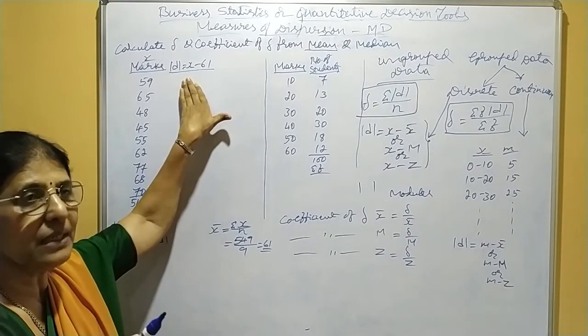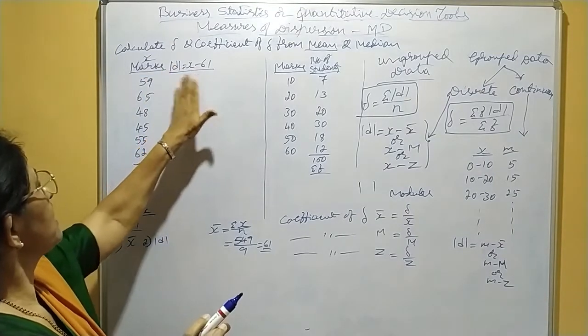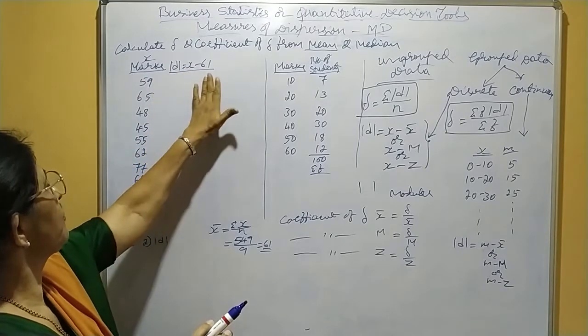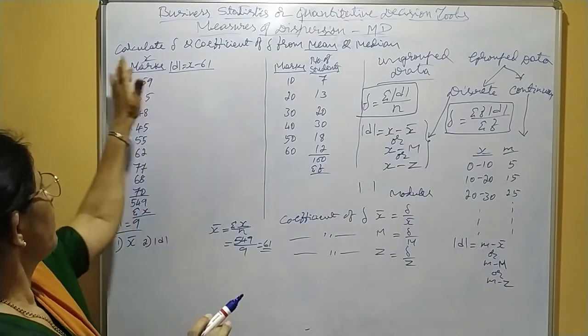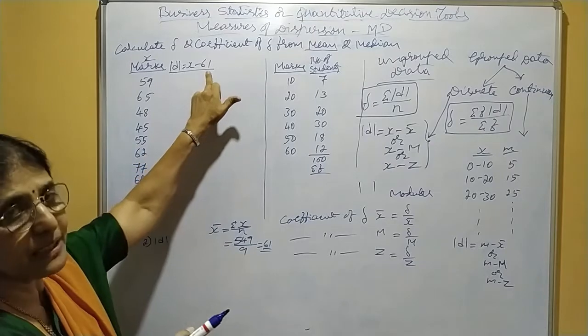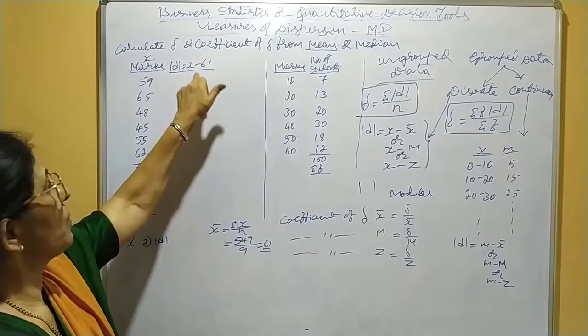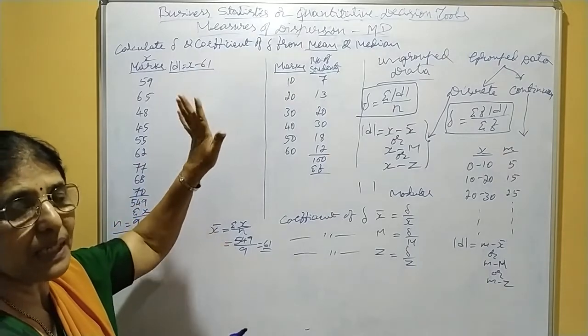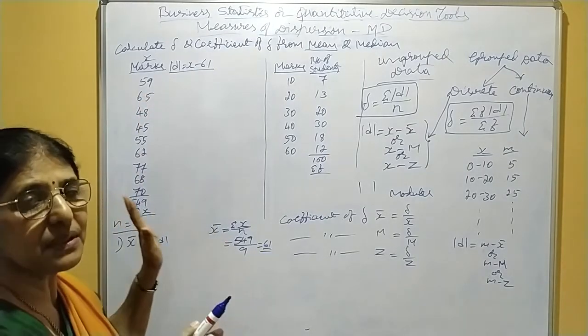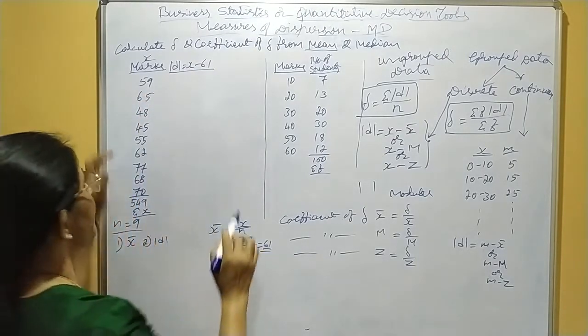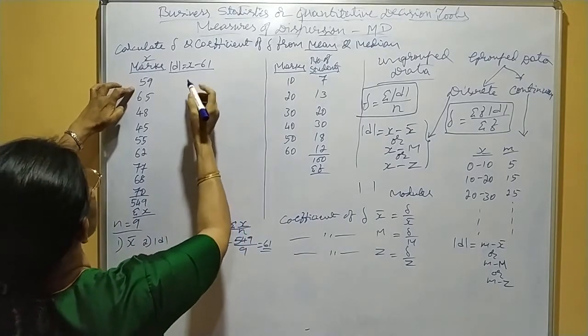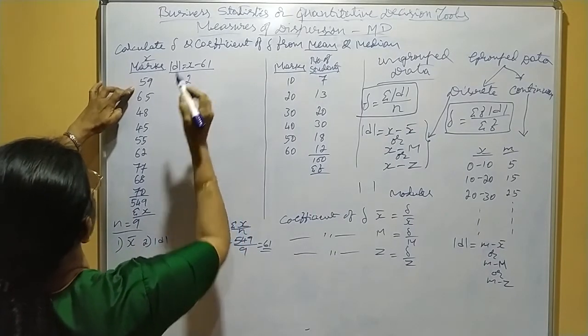In case of mean deviation, when you take modulus d, just you have to take the difference between these two values of variables and x bar or median or mode. We have to ignore algebraic signs plus and minus. All deviations are taken as positive. So 59 minus 61 is 2.